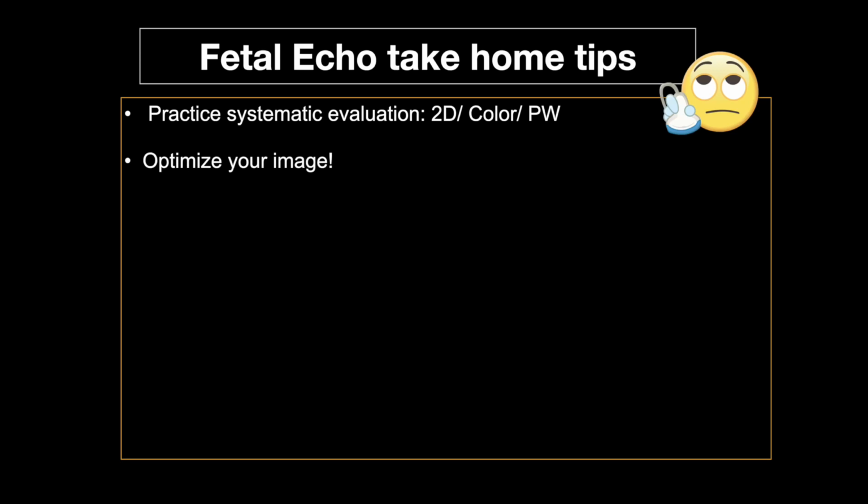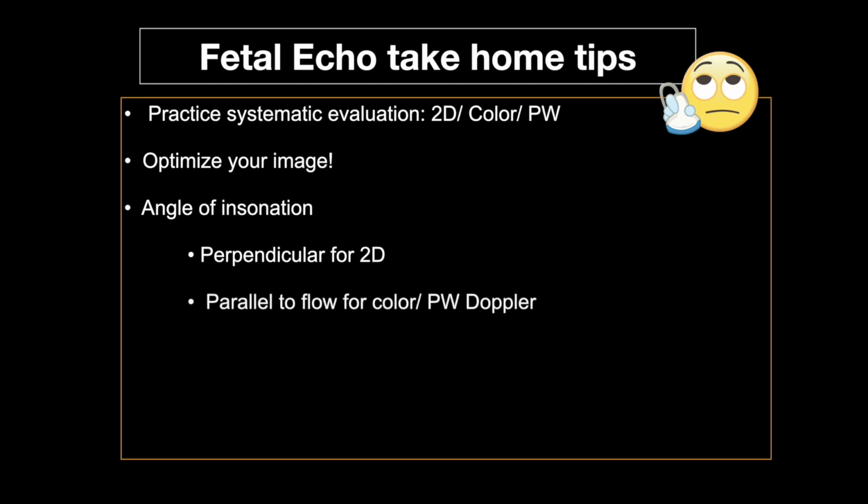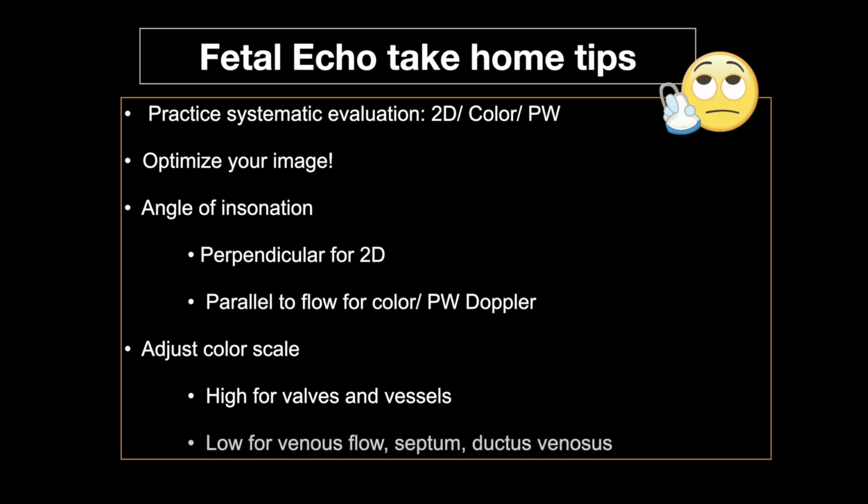Optimize your image, as I talked about yesterday. You all know how to do it. I can't emphasize enough how important it is. Image quality, image quality, image quality. Your angle of inclination, as I mentioned, needs to be more perpendicular when looking at 2D, but you want to be parallel to flow with your color and pulse wave Doppler. Adjust your color scale, again, high for valves and vessels, which is going to be at that 50 to 80 centimeters per second, and low for venous flow, looking at the septum, foramen ovale, and the ductus venosus.